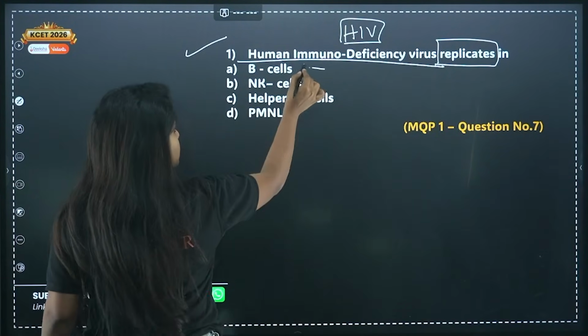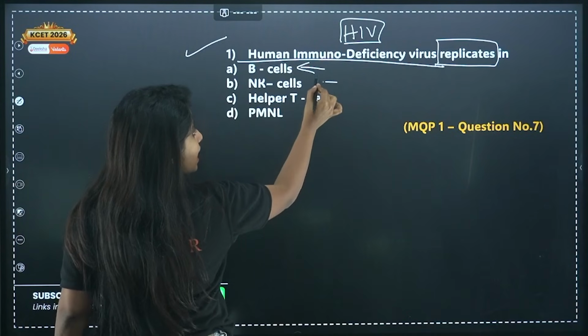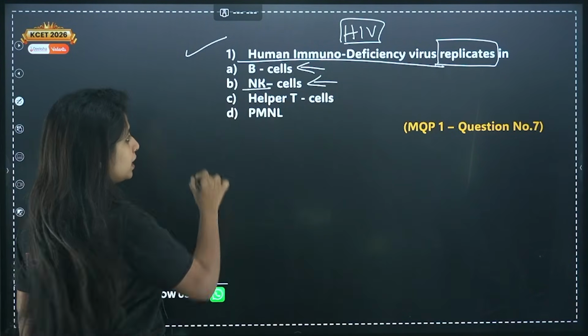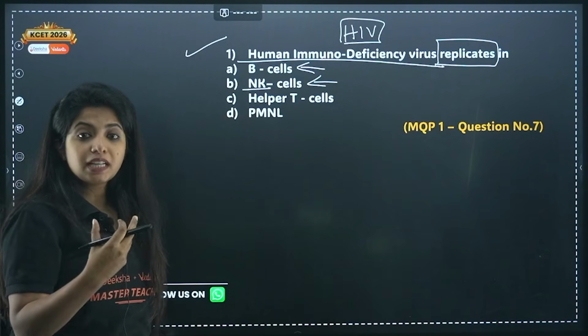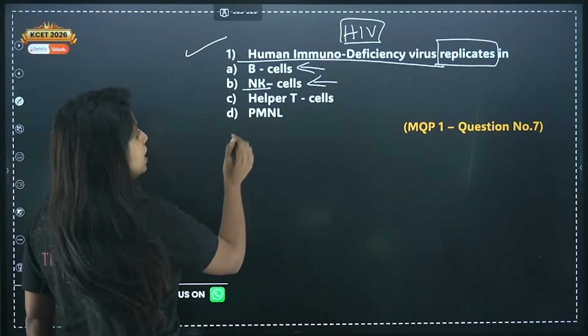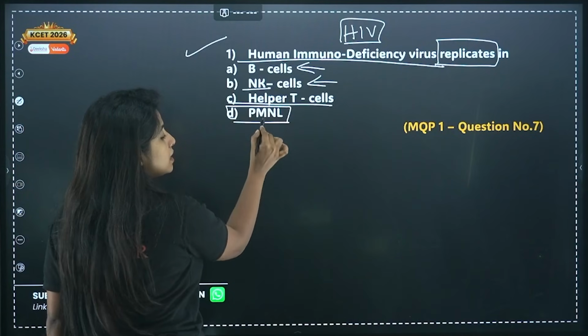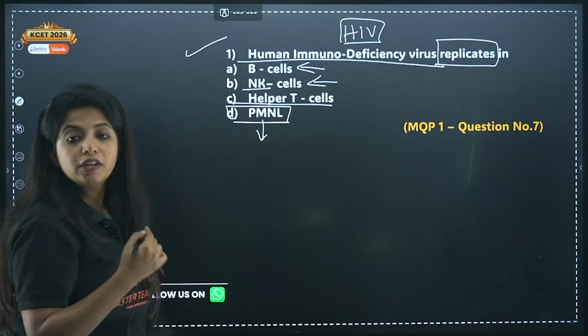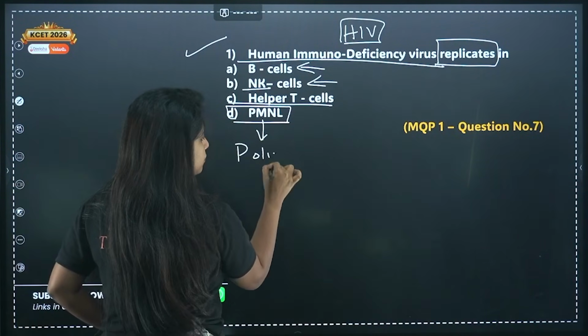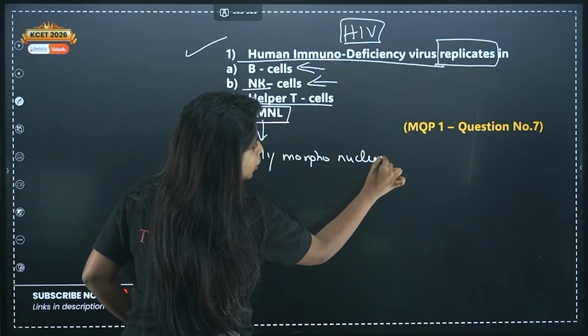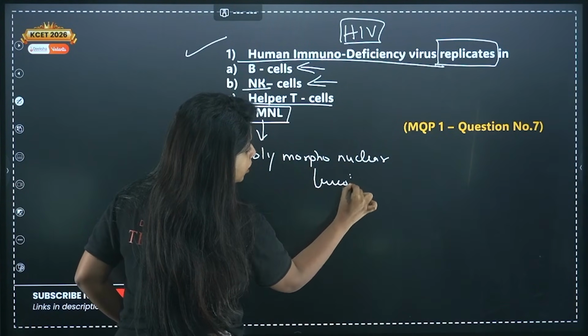Is it in B cells, B lymphocytes? Is it in NK cells? NK cells stand for natural killer cells. They are usually the ones which kill the cells which are affected with viruses. Now helper T cells or PMNL. PMNL stands for polymorphonuclear leukocyte. Leukocytes are what, my dear children?